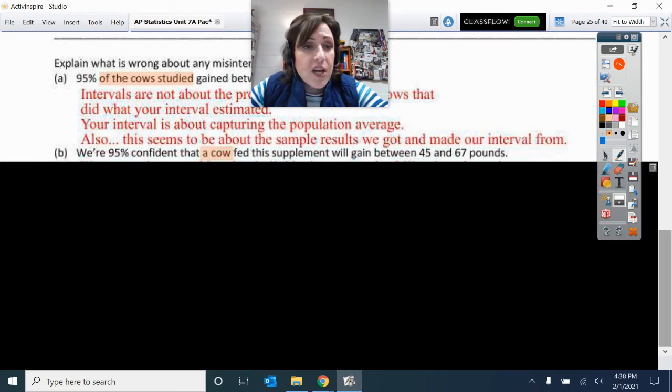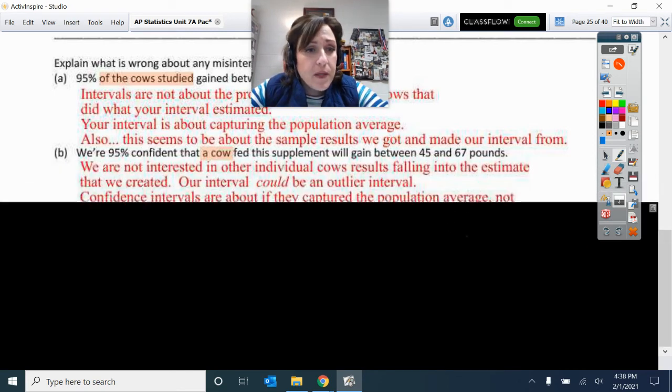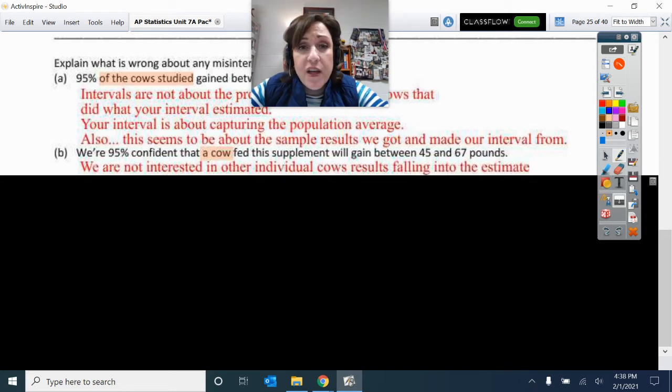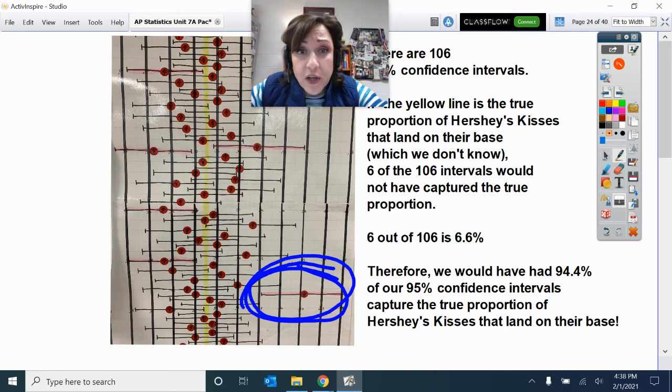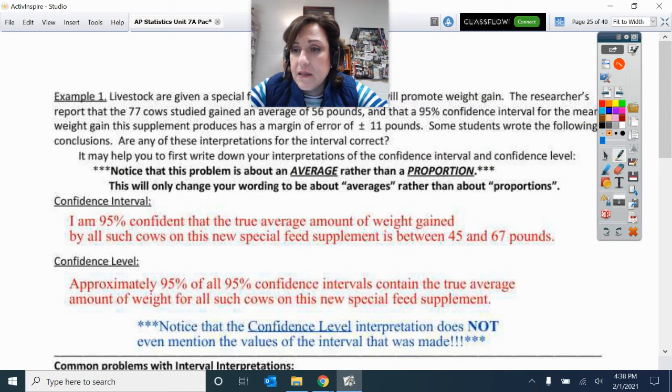We are 95% confident that a cow fed this supplement will be in our interval. No, same thing as above. We are not interested in other samples or other individual cows being in our interval. We could have one of these, we could have that interval right there. We don't know. Okay? All right, next.